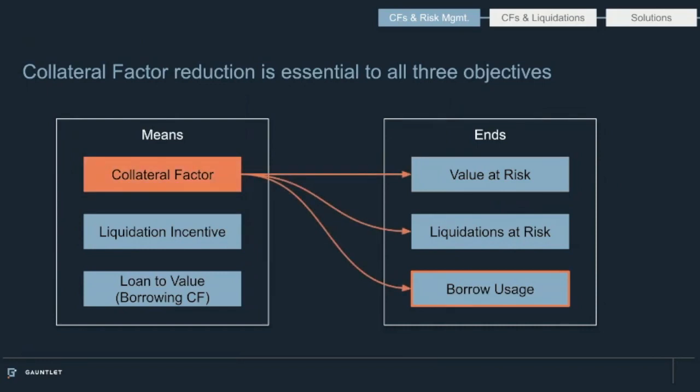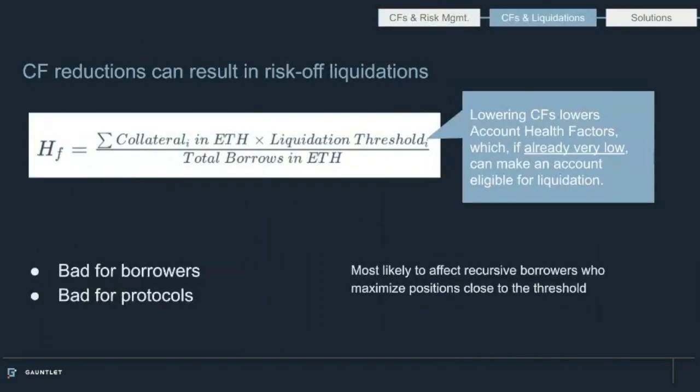Now let's talk through some liquidations. Let's talk through how liquidations occur. So collateral factor reductions can result in risk-off liquidations whenever a borrower position is close to having a health factor of 1. So if a user is very close to the threshold of being liquidated, if we lower that threshold, they will become immediately eligible for liquidation.